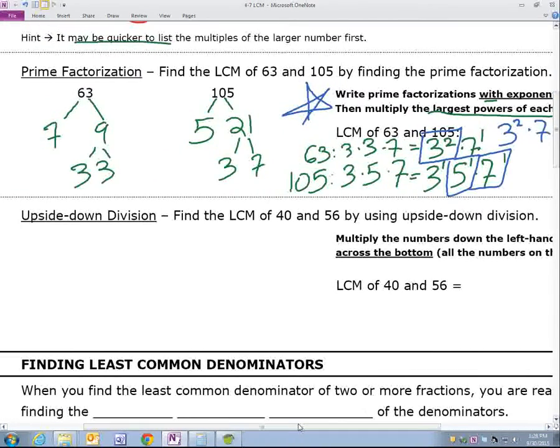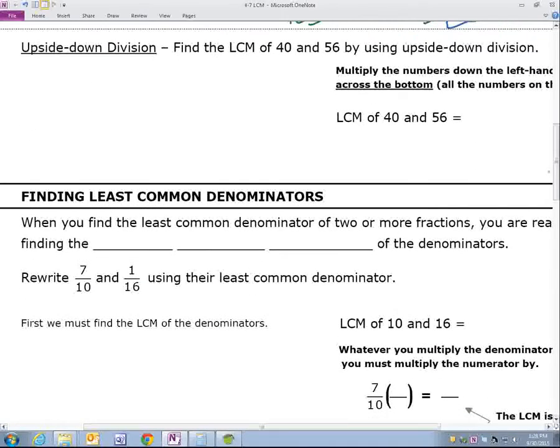The upside-down division for 40 and 56. I'm going to take a number that goes out of it that's prime. This is one where you're going to want to keep it prime, because we started doing that when we did our prime factorization, or when we did our listing of the primes. So we're going to just go 2. It's going to be 20. This is going to be 28.